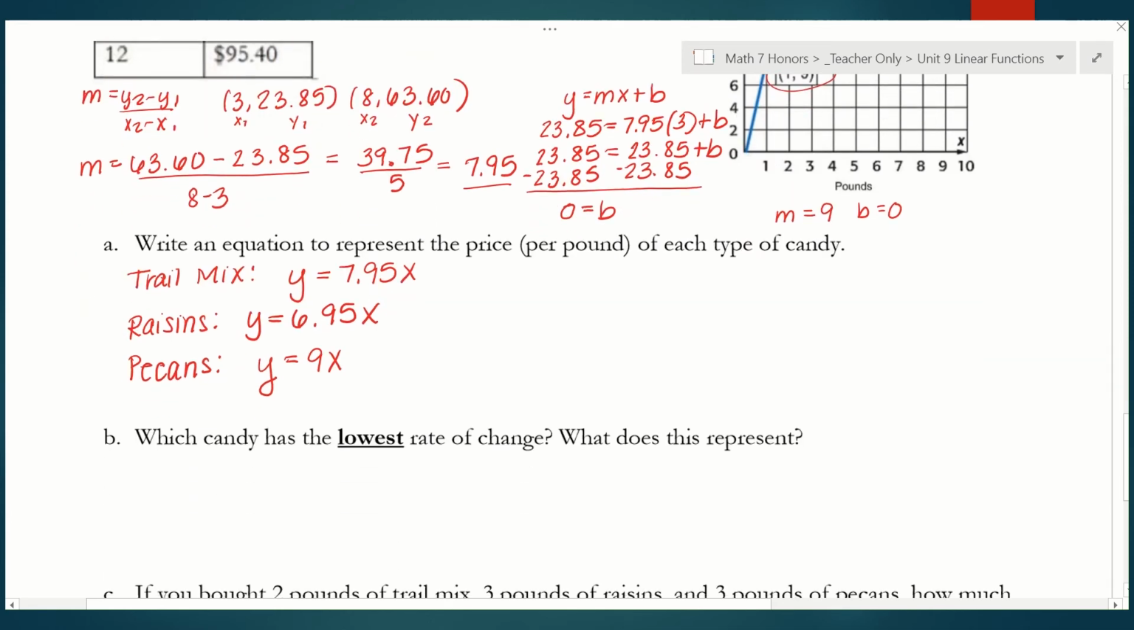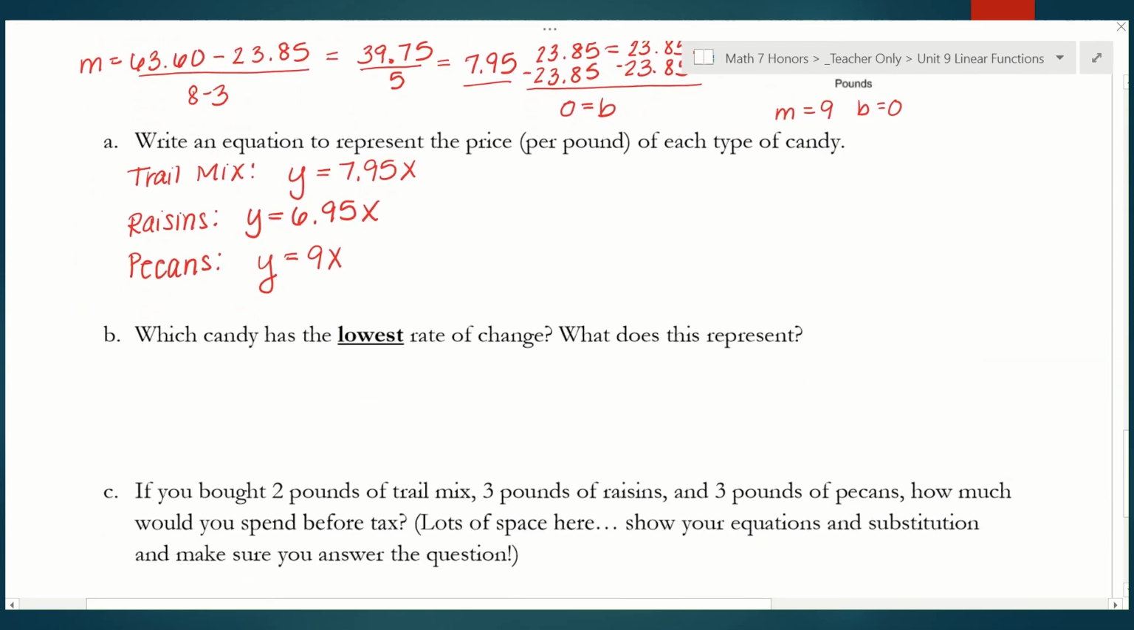Okay. So for part B, which candy has the lowest rate of change and what does it represent? Out of the 3, we can see that raisins has the lowest rate of change because 695 is the smallest slope out of the 3. And what does it represent? Well, what does the slope represent in this problem? It's the y to the x. It's the cost per pound. So we want to say raisins, and then we want to say it is the cost or price per pound. Awesome.